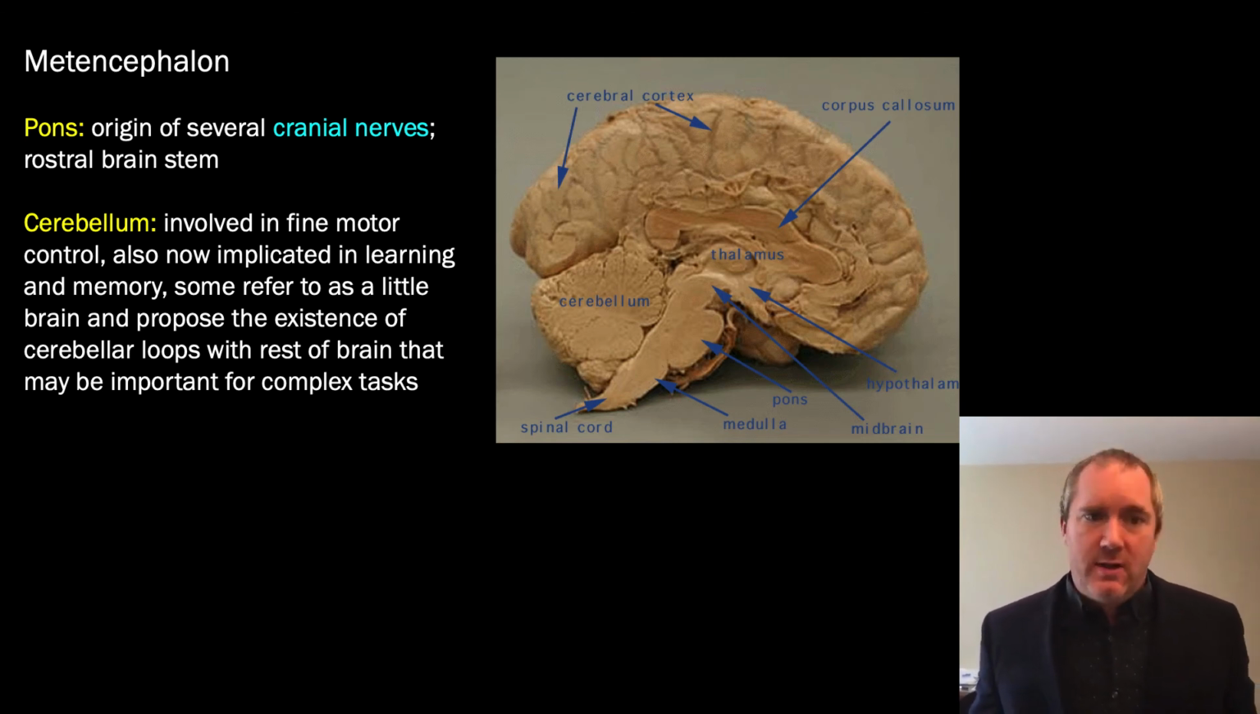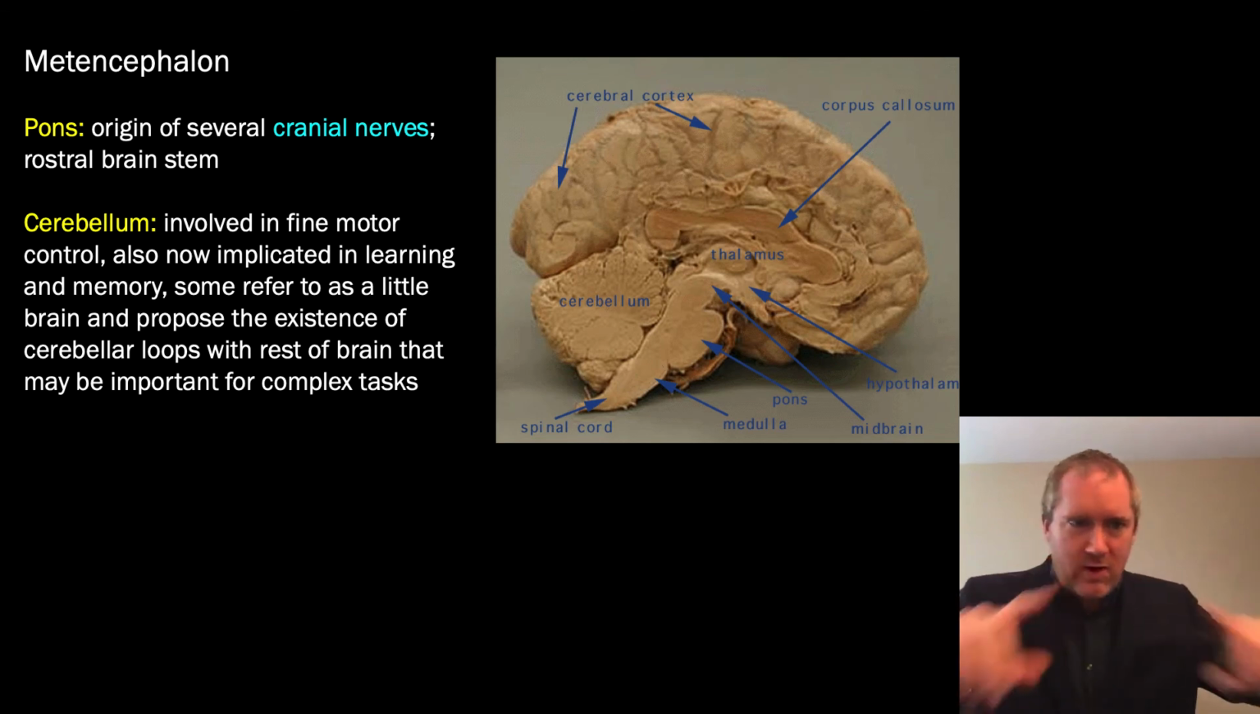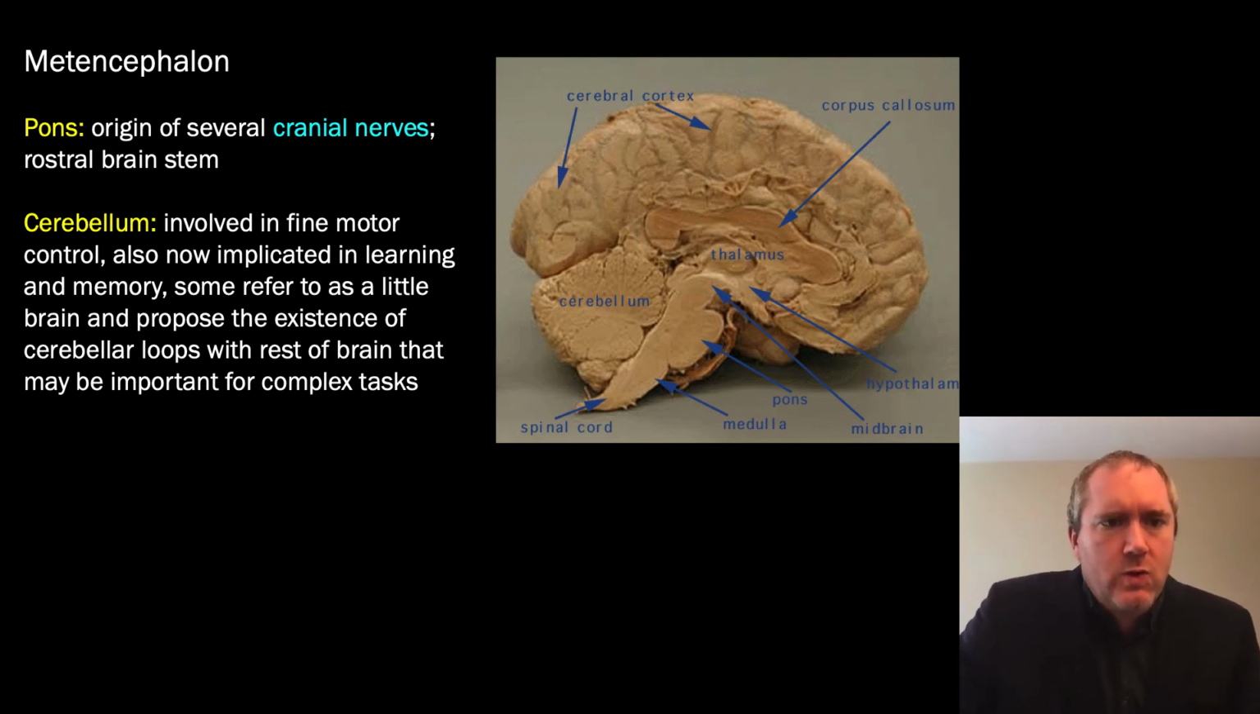The cerebellum is just absolutely a crazy structure. To put it bluntly, we typically think of it as being involved in fine motor control, but it is much more than that. Alcoholic gait, the inability to pass the sobriety test, is due to temporarily, hopefully temporarily, dysfunction to the cerebellum. However, we now recognize that the cerebellum is involved in learning and memory, and some even go as far as to call it a little brain and propose the existence of cerebellar loops with the rest of the brain that may be important for very complex tasks.